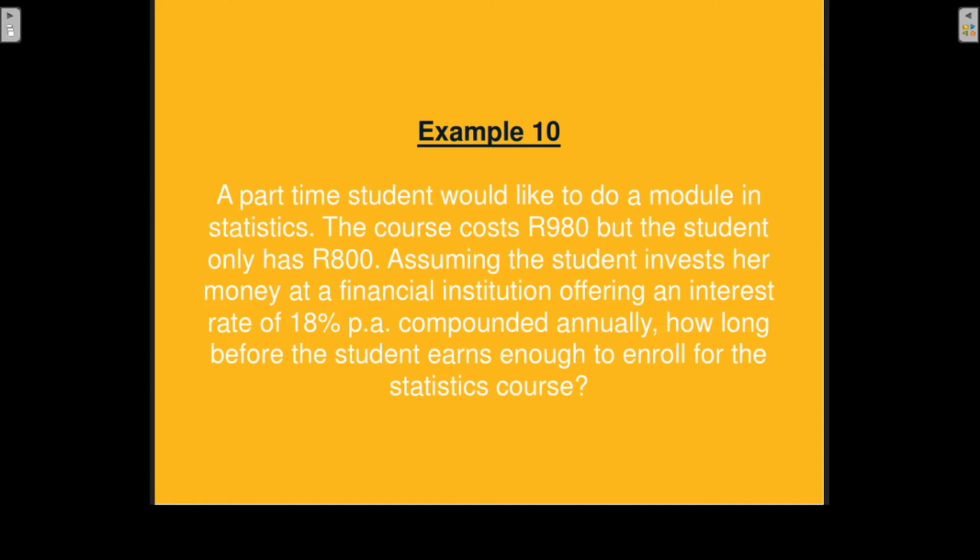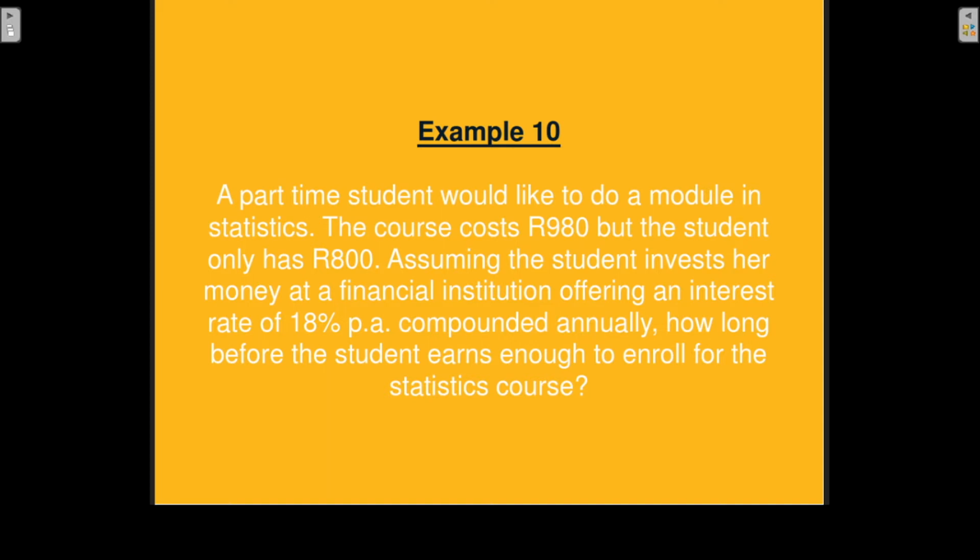A part-time student would like to do a module in statistics. The course costs 980 rands, but the student only has 800 rands. Assuming the student invests the money at a financial institution offering an interest rate of 18% per annum compounded annually, how long before the student earns enough to enroll for the statistics course?